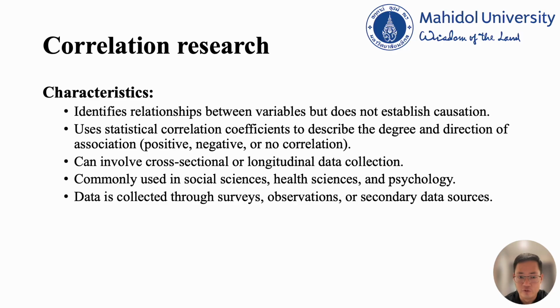Correlational research is powerful, but remember, it does not establish causality. It only identifies relationships. We use correlation coefficients to express the direction, positive or negative, and the strength of the relationship. This design works well with both cross-sectional and longitudinal data. Data may come from surveys, structured observations, or even from pre-existing datasets. It's frequently used in psychology, public health, and education research.